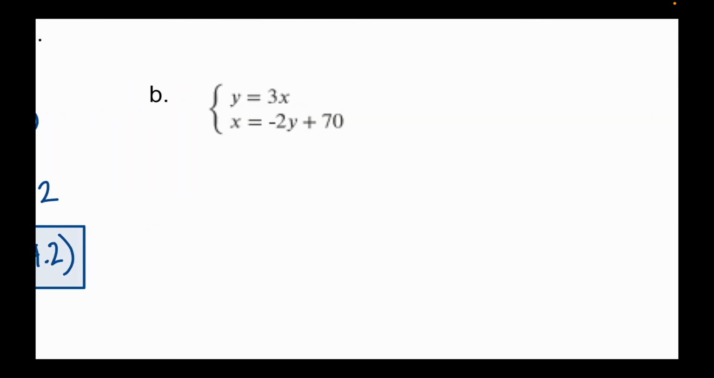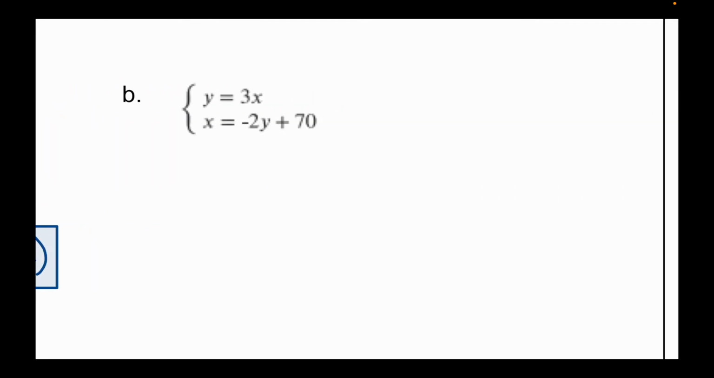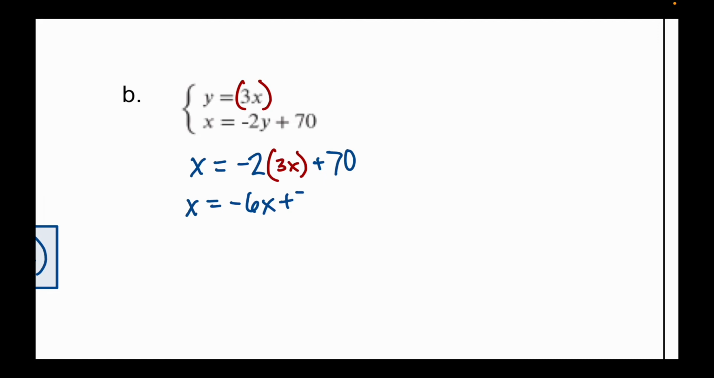Let's scoot over and do part B. If y is going to be 3x, everywhere I have a y, I'm going to plug in 3x. X is still fine to be here. It's going to equal -2, and then instead of y, 3x in parentheses. Then we have plus 70. So let's multiply this out. -2 times 3 is -6x plus 70.